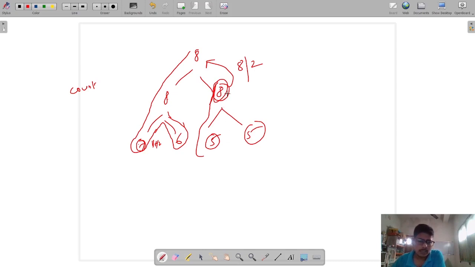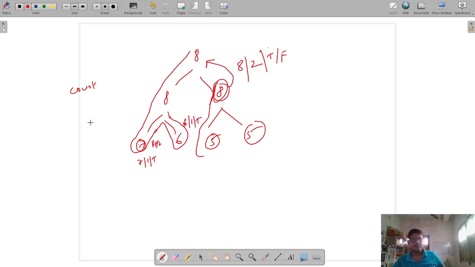Here the case is 2, so it will return 2. And what else will it return? If it is a single value subtree, it will return true, otherwise false. So in this case it will return 7, count as 1 and true. It will return 6, it is a single value subtree, so 1 will be returned, and it is a single value subtree, so it will return true.